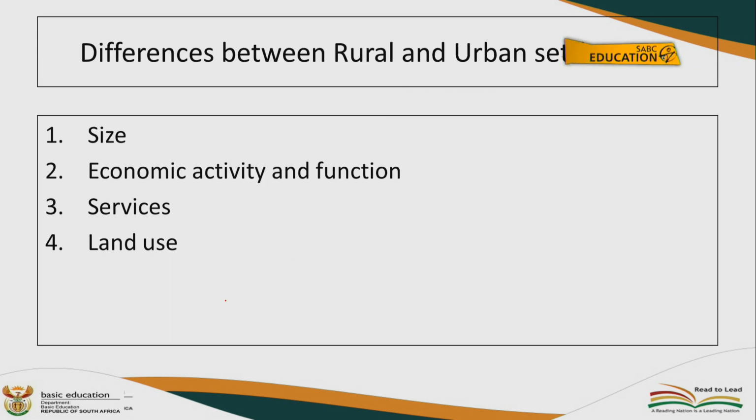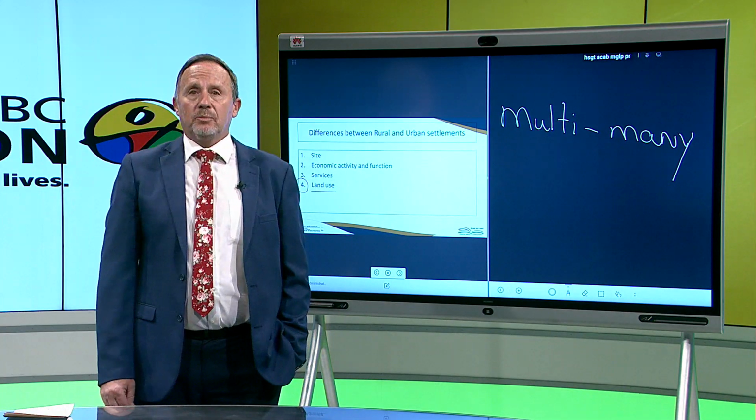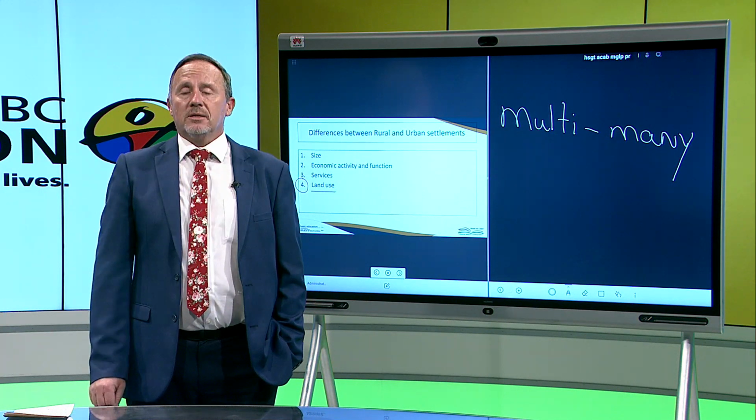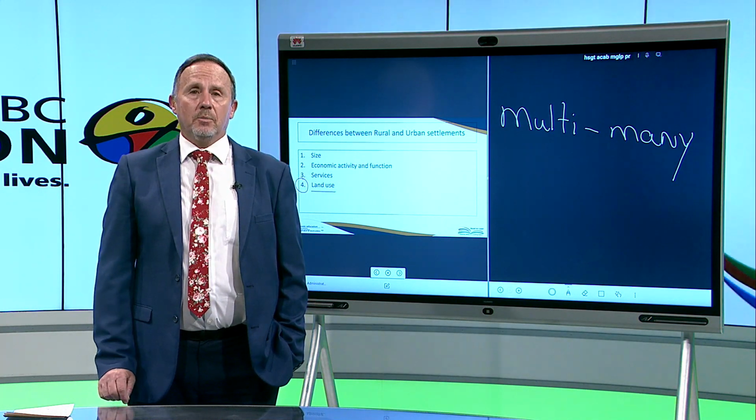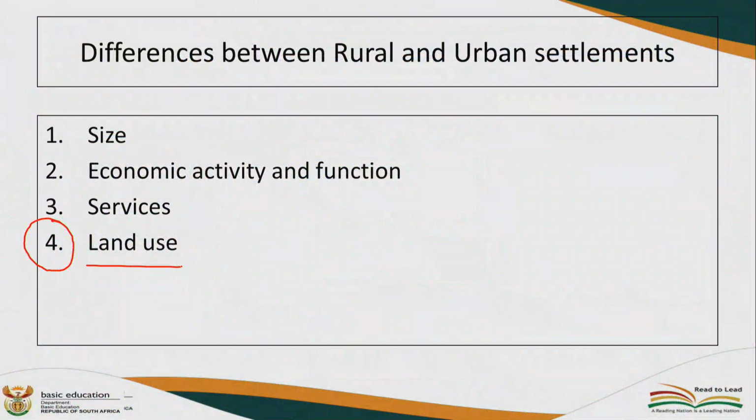Just to recap, there we go, the sizes, the economic activity, the services, and then point number 4, the different land uses. That would be done in the next lesson, and we would look at that in more detail. But for the purposes of now, size, function, and then either multi or unifunctional.